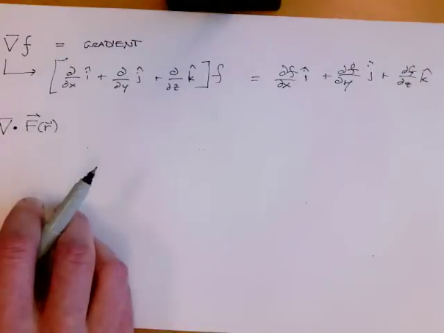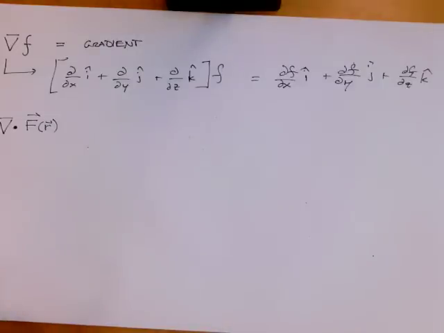Does that make sense, Ruby? Yes. So can you think of an example of a vector field? No, because I only just walked in.